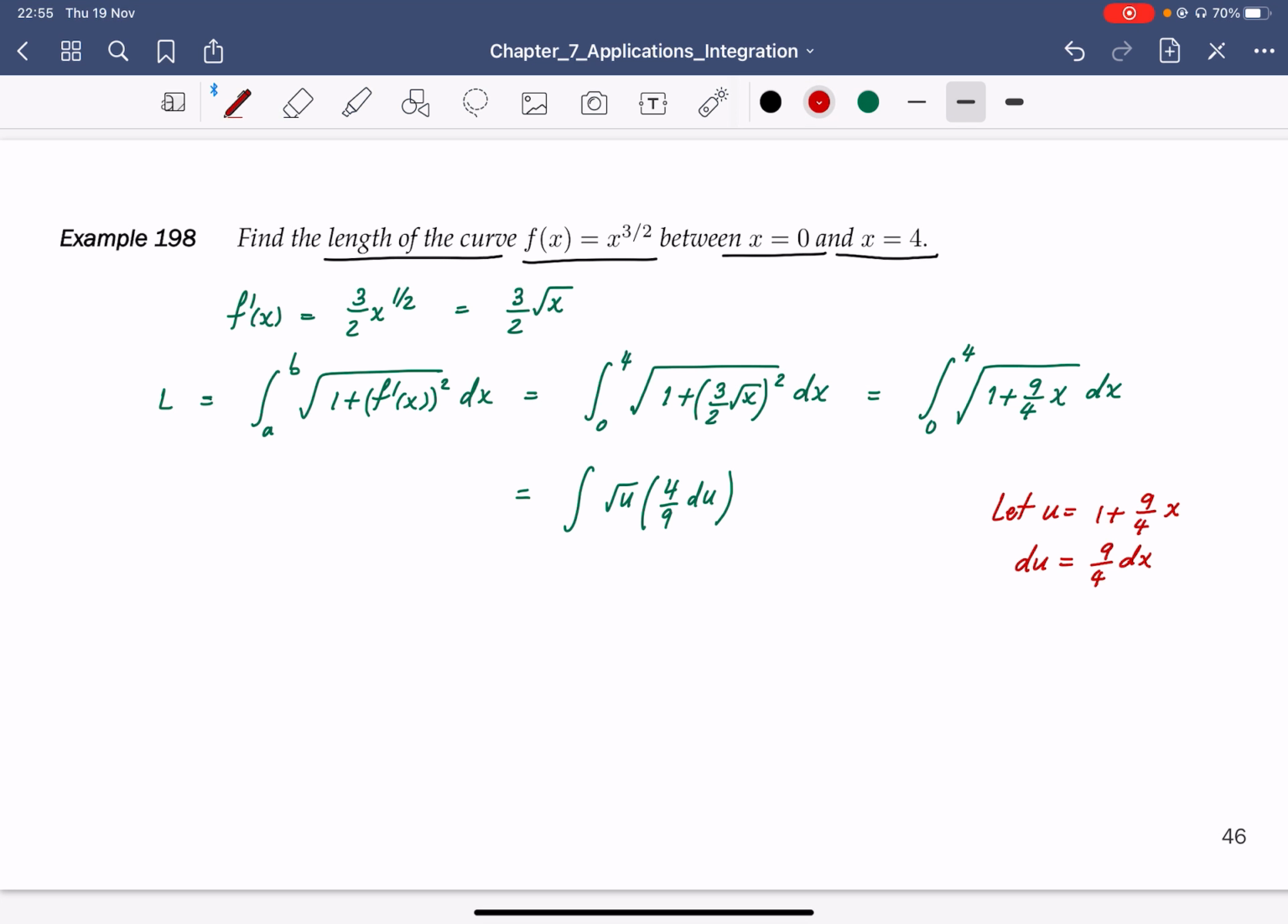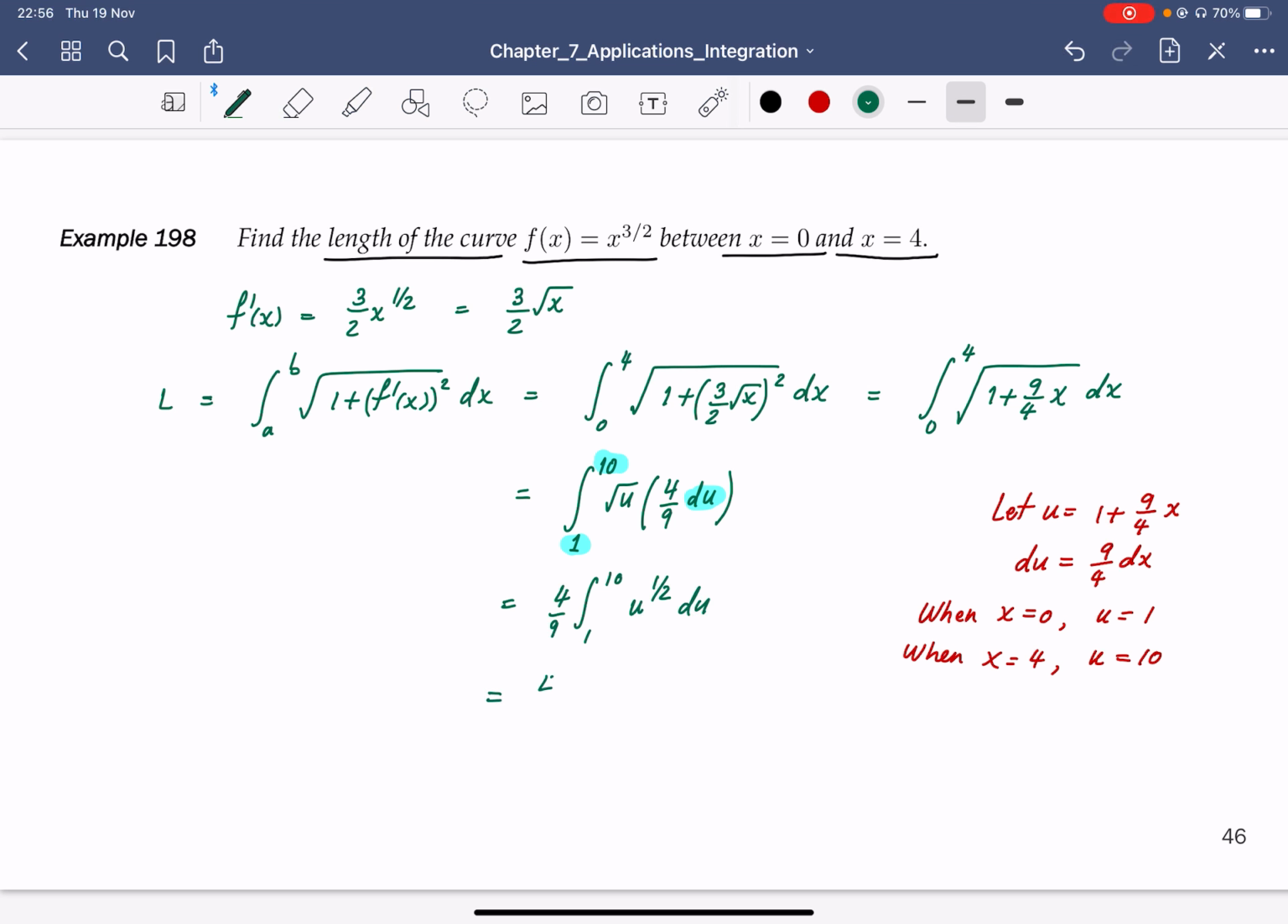After you choose u equal to 1 plus 9/4 x, you can see that when x equals 0, then u equals 1, and when x equals 4, then u equals 10. So that means your lower bound of integration is 1 and the upper bound is 10, because you have du now, not dx. Now you can integrate this, and you get 4/9 times the integral from 1 to 10 of the square root of u du. The square root of u is u to the 1/2.